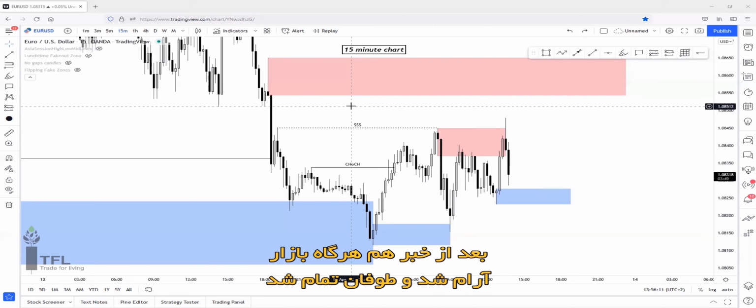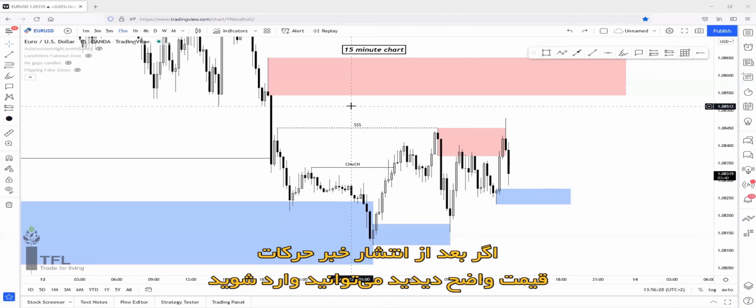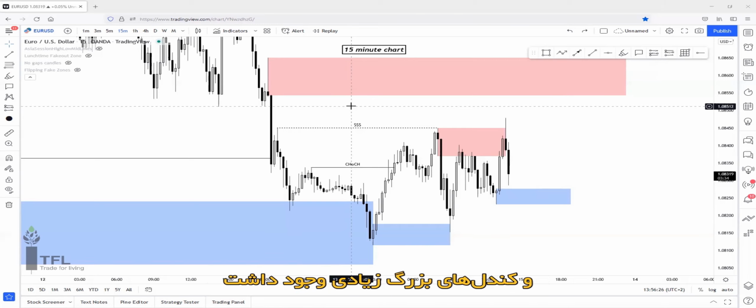After the news, if the storm has calmed down, and you see a clear price action after the news has been released, you can enter in a position. If it's noisy and there are lots of huge candles with, for example, 30, 40 pips, you can't enter because that's noisy. You have to wait for the storm to calm down.